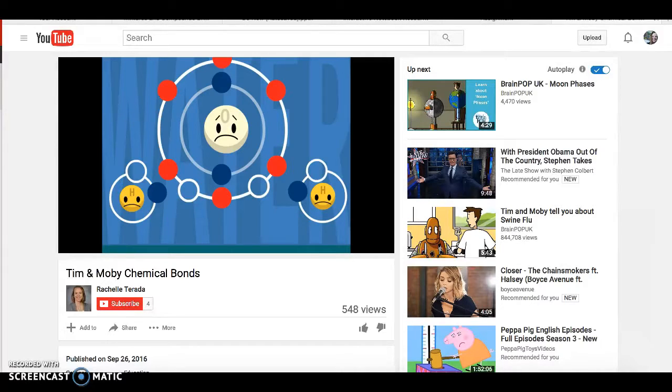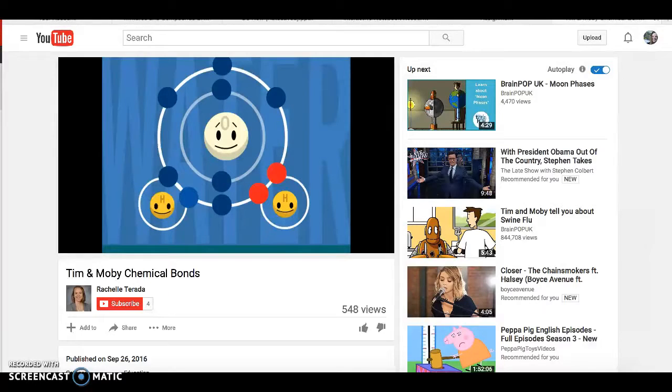Oxygen has 6 electrons in its outer shell. Since the second shell can hold 8 electrons, oxygen is looking for 2 more. So, oxygen shares a pair of electrons with 1 hydrogen and another pair of electrons with another hydrogen. Now all 3 atoms are stable. Yay! This sharing of electron pairs is called a covalent bond.